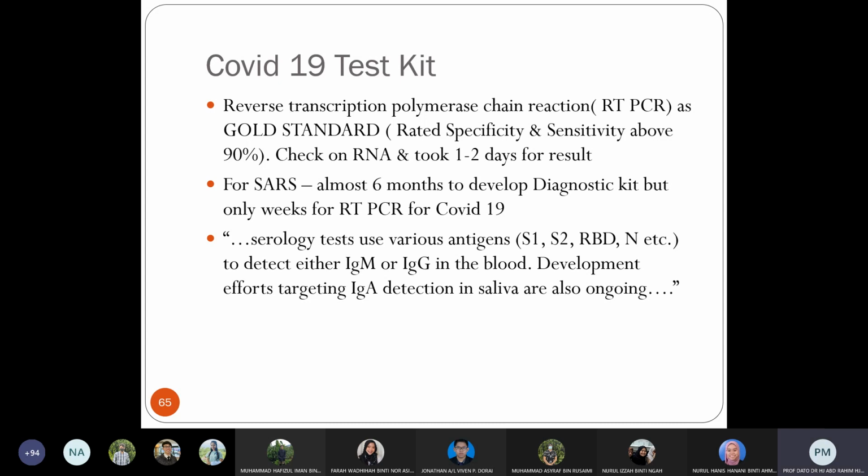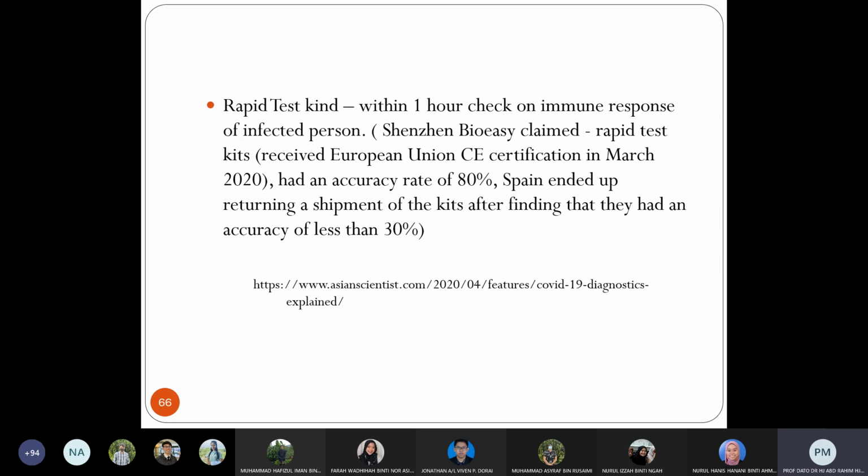Serology tests use various antigens. There are many, so for the serology test, they look at a lot of antigens inside our blood and our fluid. The rapid test kit can actually be done within 1 hour. It checks the immune response of the infected person, and has an accuracy rate of 80%. Spain ended up returning a shipment of kits after finding that they had an accuracy of less than 30%. So this is the issue.